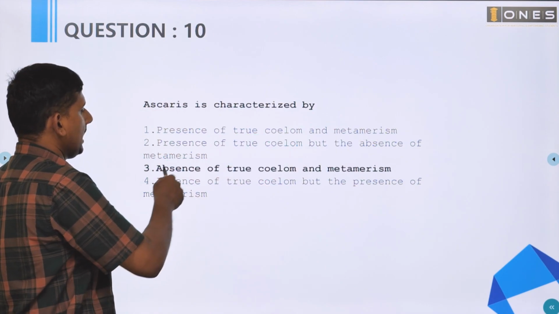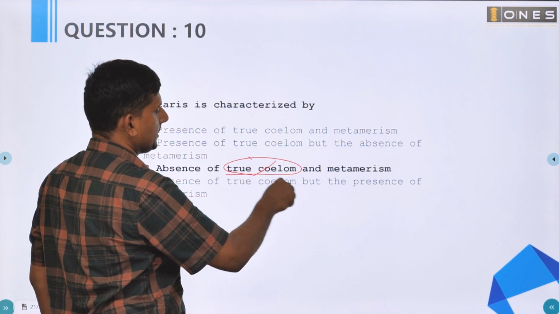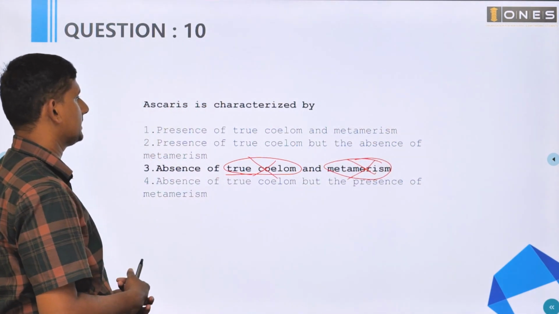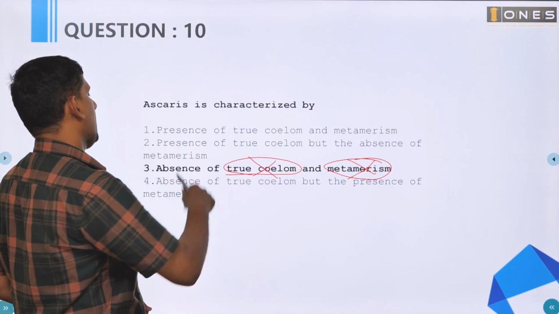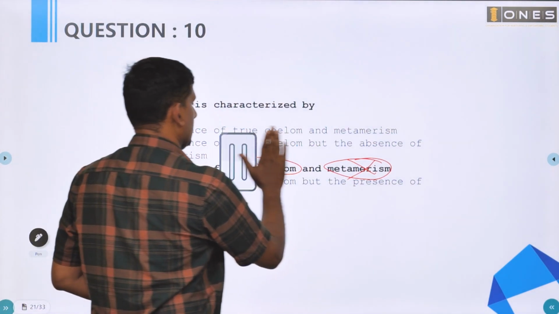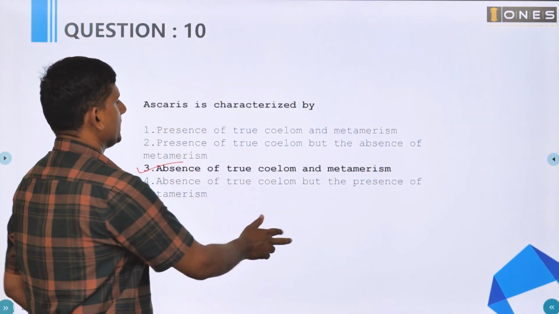So the right answer is absence of true coelom. Coelom is absent and metamerism is absent. Okay, so both are absent. So Ascaris is characterized by absence of true coelom and absence of metamerism. So the right option is option B, absence of true coelom and metamerism.